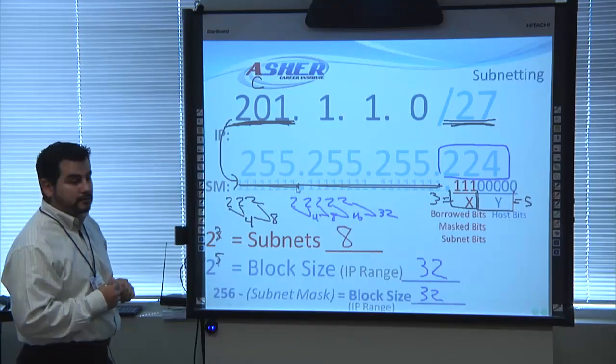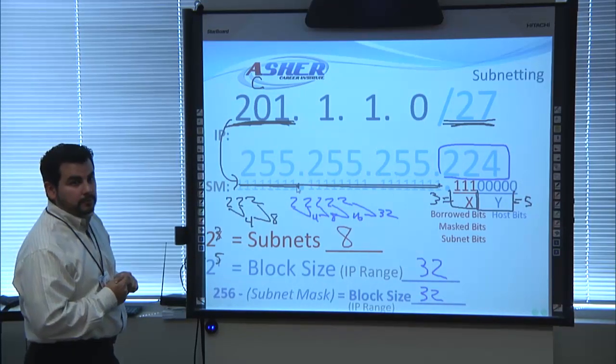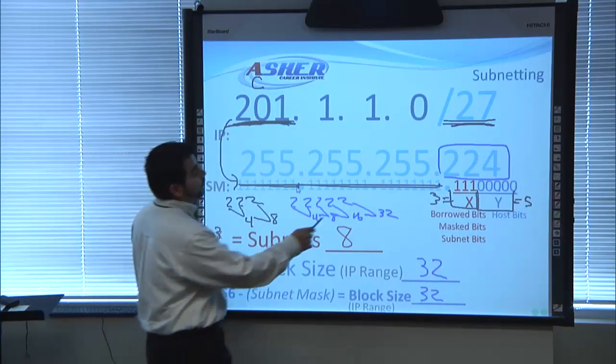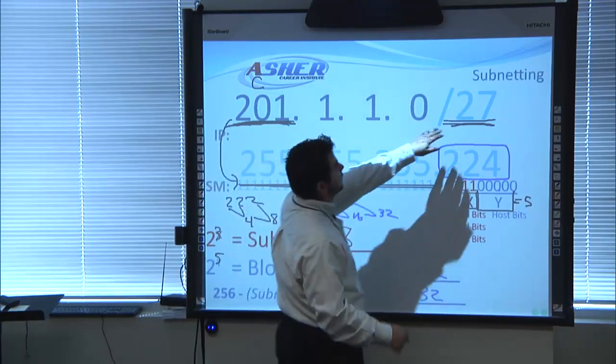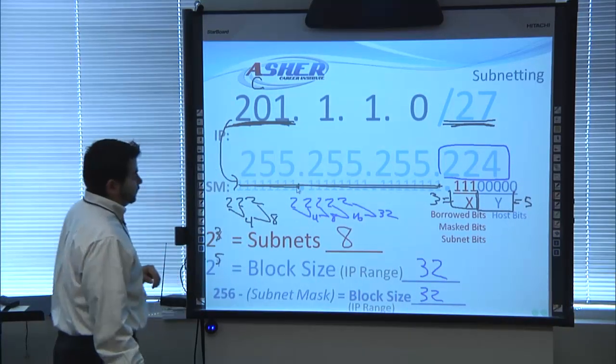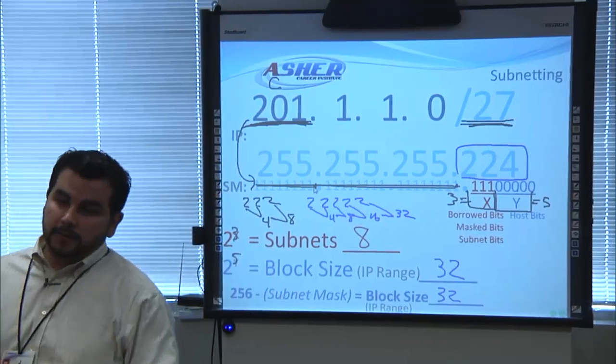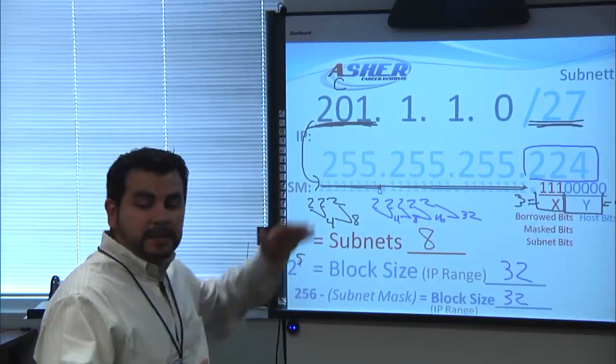Yes? 256 minus the subnet mask? Yes. The subnet mask is 27. No, 224. Oh. This is the CIDR notation. This is the bit count. Okay? May I ask a question? There's no such thing. Where would you find the 27? I mean, well, I gave you the answer.